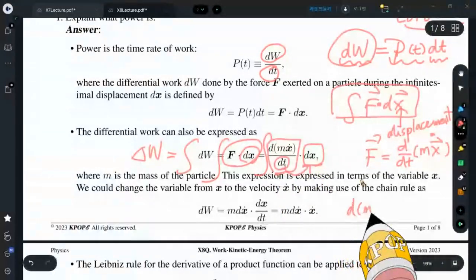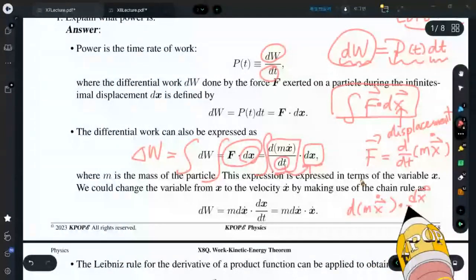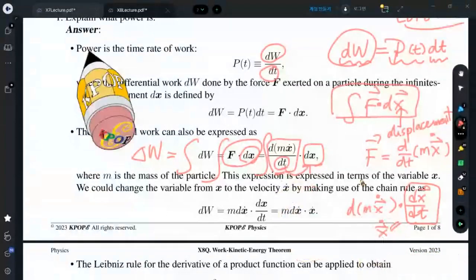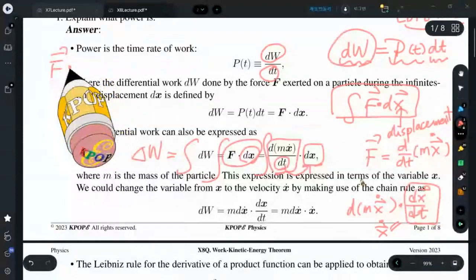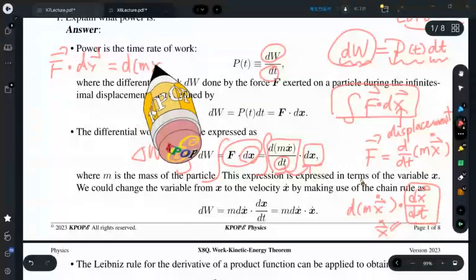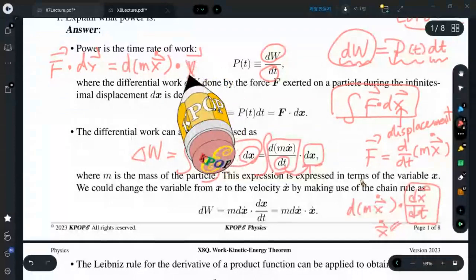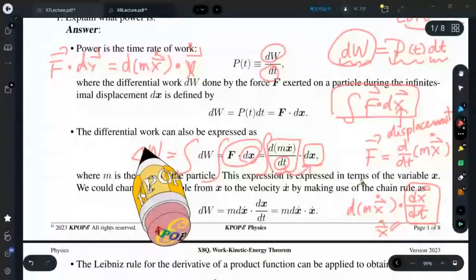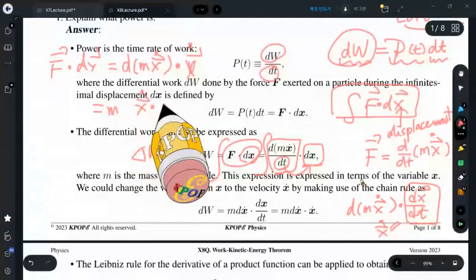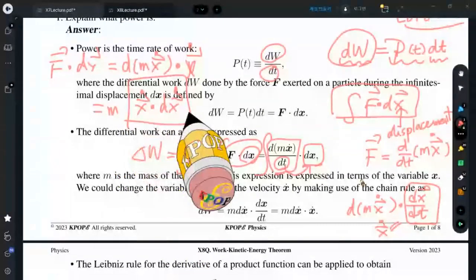Why? d(mx dot) scalar product dx over dt. What's that? This is the velocity. So this integral becomes force times the displacement, which is the differential of mv scalar product v, that is x dot. Okay? We can pull this mass out. There's x dot dot d x dot. We are very familiar with this structure.